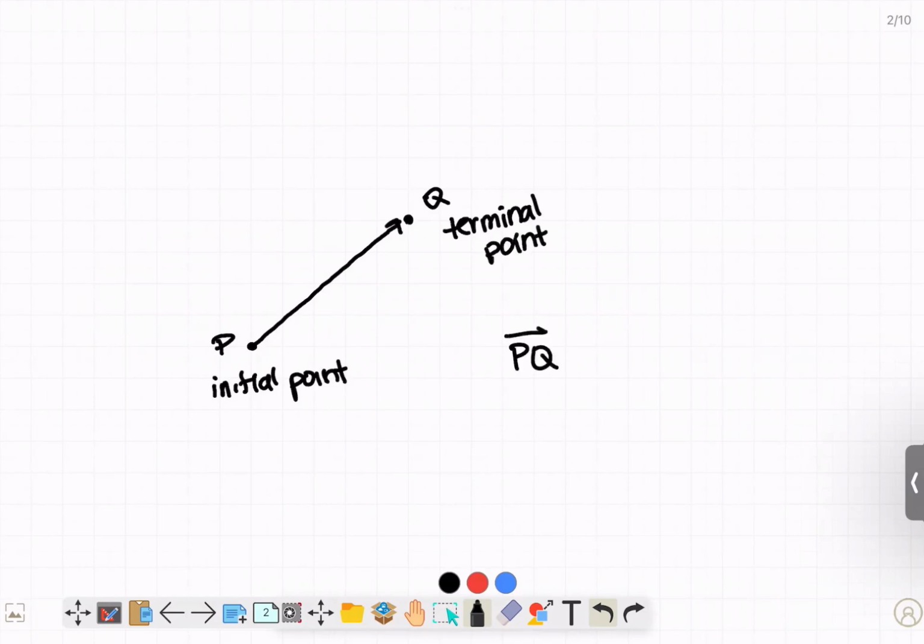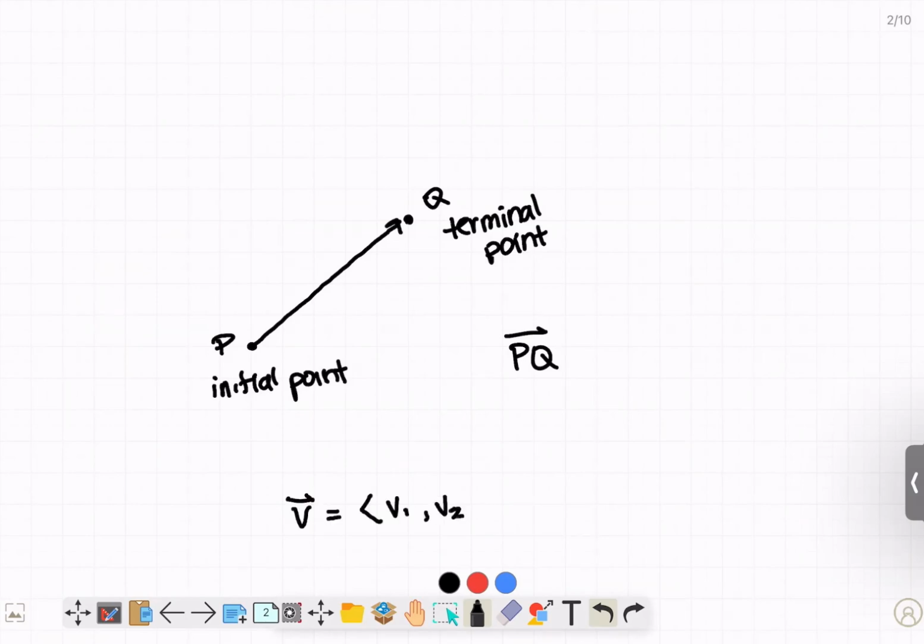The notation that we use to represent vectors would be using the letters representing the initial point and the terminal point with an arrow above them. You'll also frequently see just a bold lowercase letter to represent a vector. Two vectors are considered equivalent if they have the same magnitude and direction.